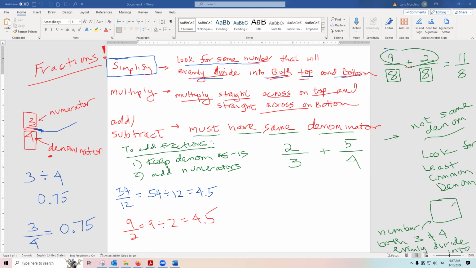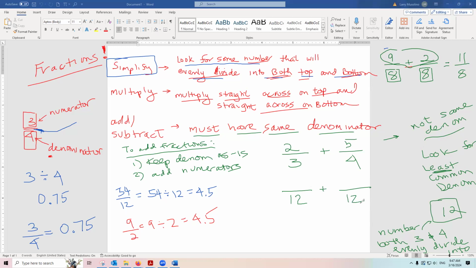Well, I'm going to use 12 because both 3 and 4 evenly divide into 12. So that's a common denominator, the least common denominator. Now, I could use the number 24 because 3 and 4 also evenly divide into 24. But remember, it's the least common denominator. That means the smallest number I can come up with. Here's what I'm going to do. I'm going to be changing these fractions to have this denominator I want of 12.